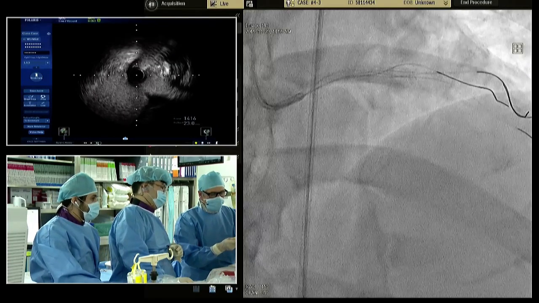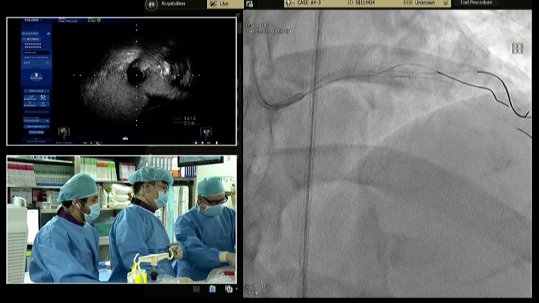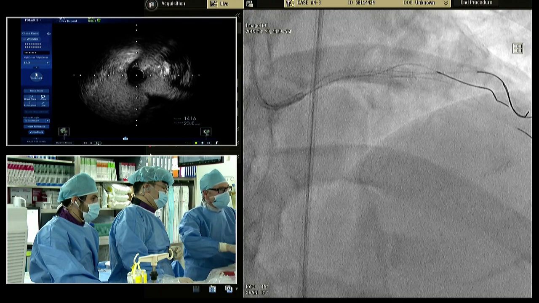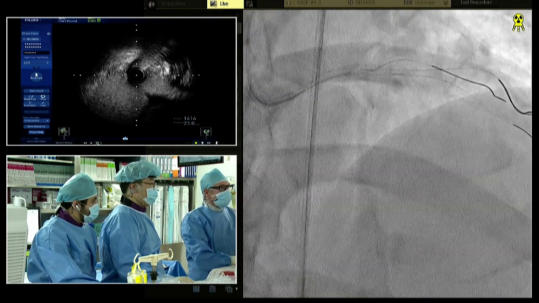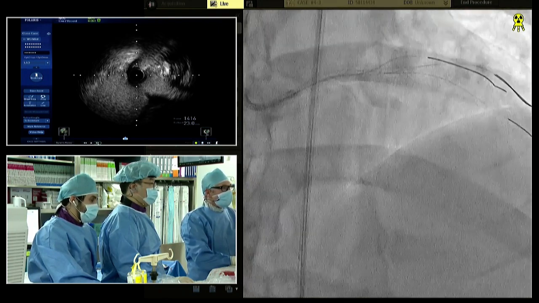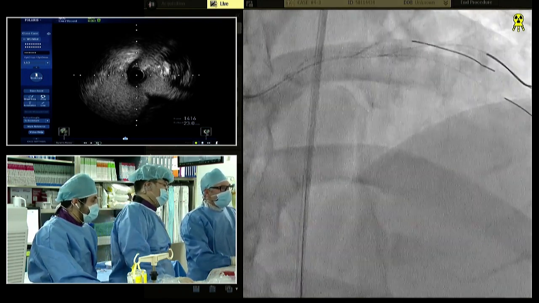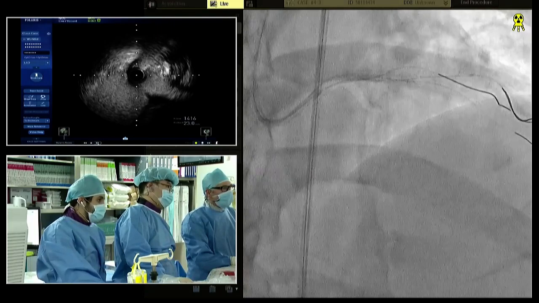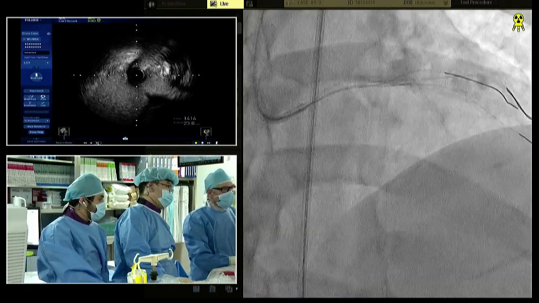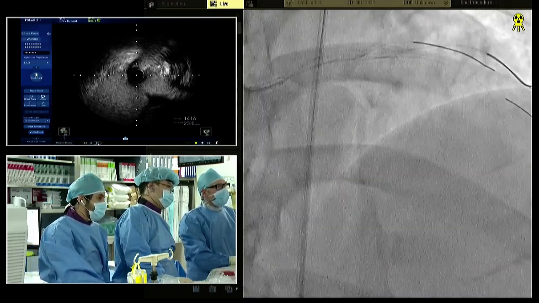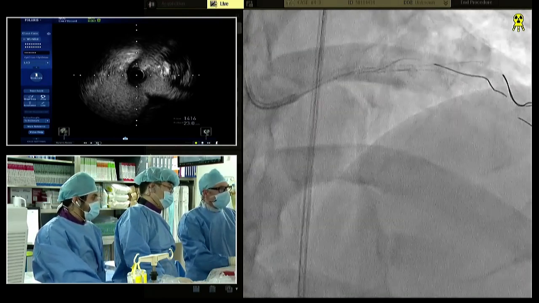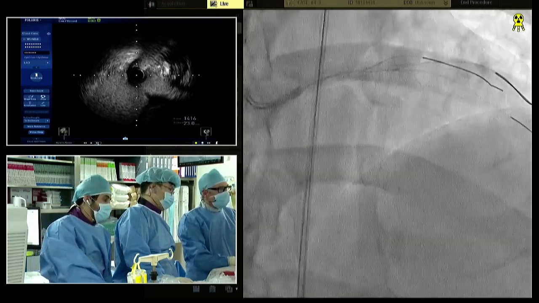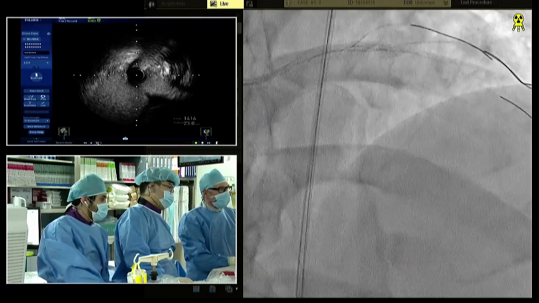Yeah, of course. So what we want now is to protect the branches, so we do not post-dilate at high pressure without exchanging wires in order to decrease the risk of carina shifting. Okay, so now I'm removing the jail wire from the diagonal, and of course I take control with my left hand of the guiding catheter in order not to damage the stent in the left main.